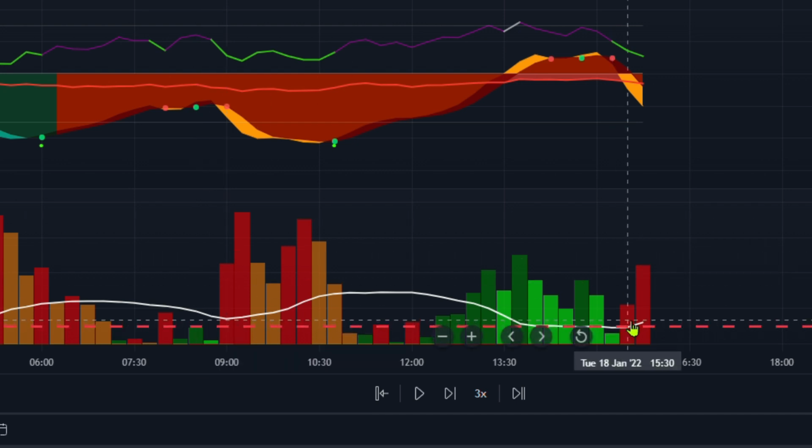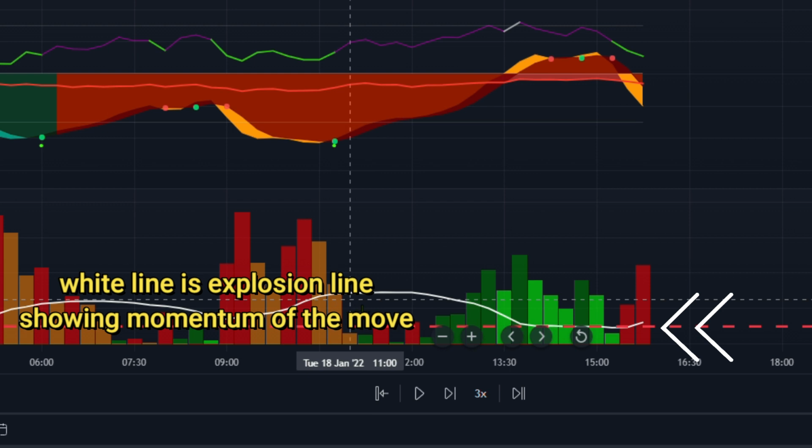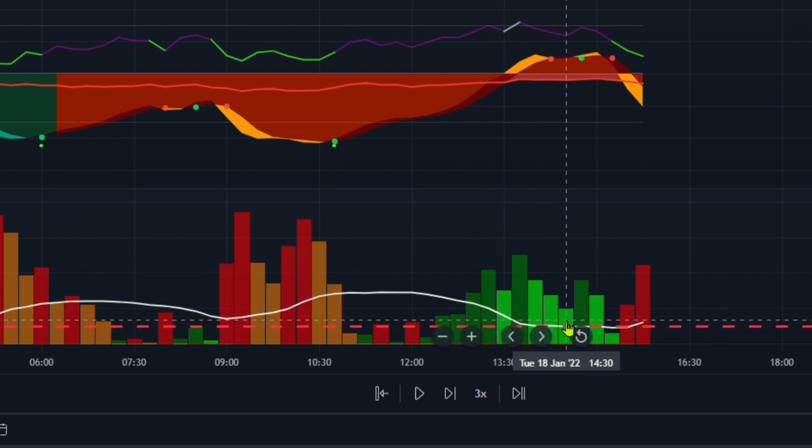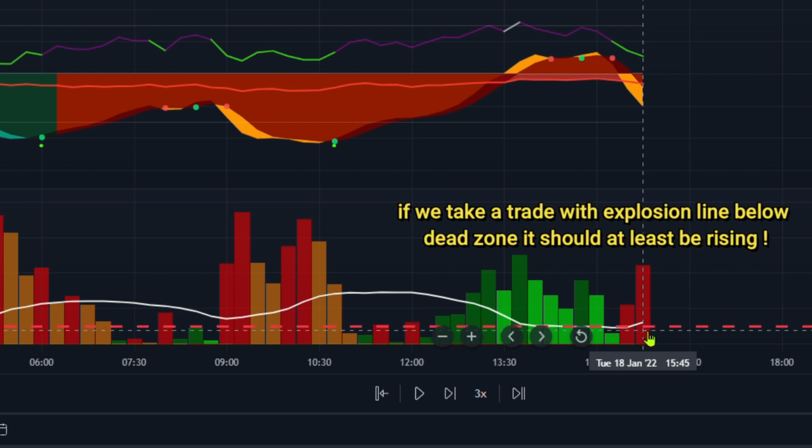So we've got a qualifying bar here, and we also have this white line. Now the explosion line shows momentum of the move, and we have a decreasing momentum for the buying action, and we've just begun to increase our momentum for the sell side. Now that white line needs to be above the dead zone. We can take trades when the white line's below the dead zone, but just to be clear, the back testing was done where the white line was above the dead zone.